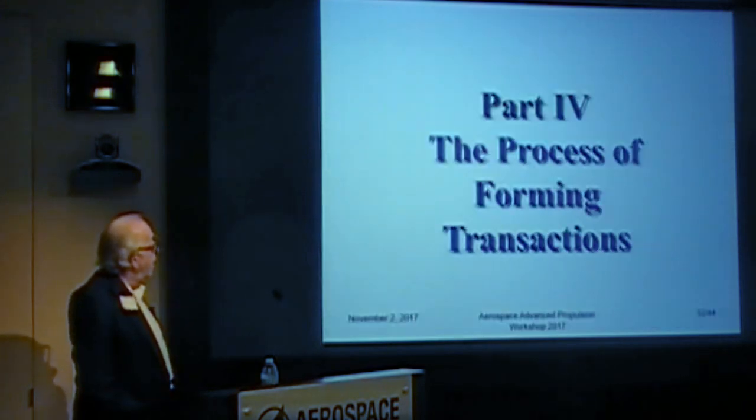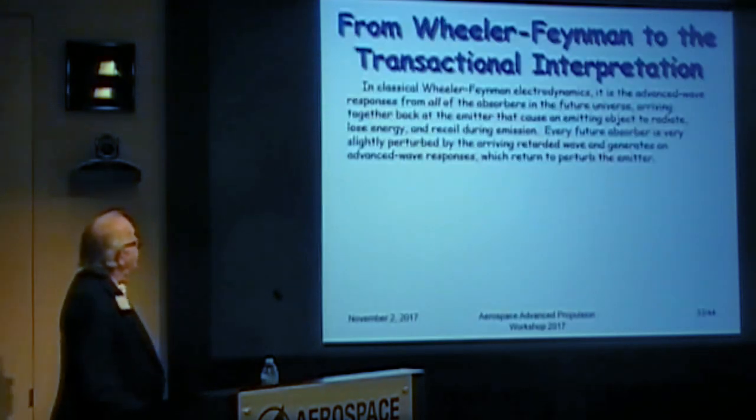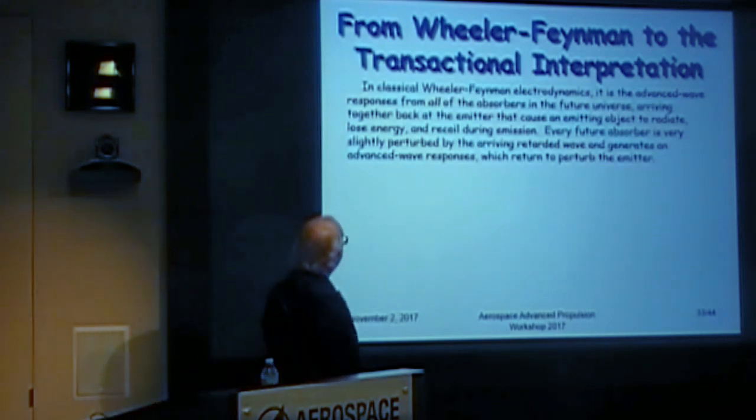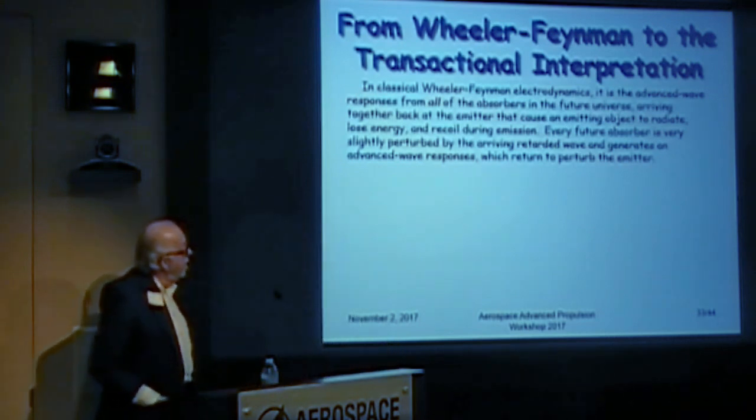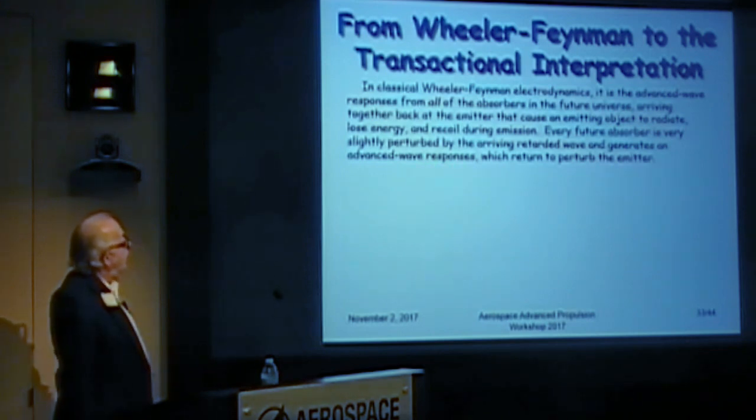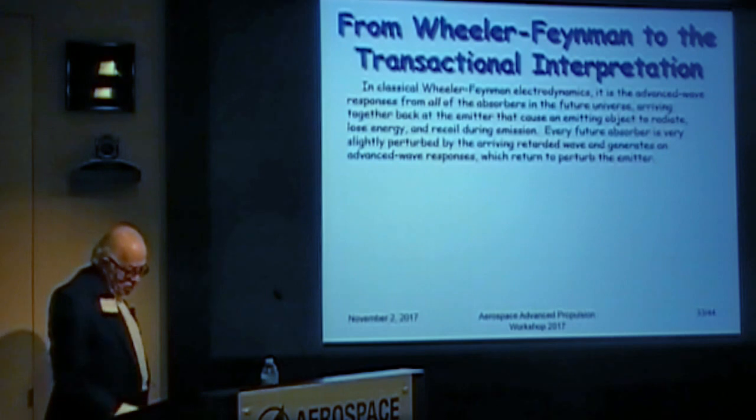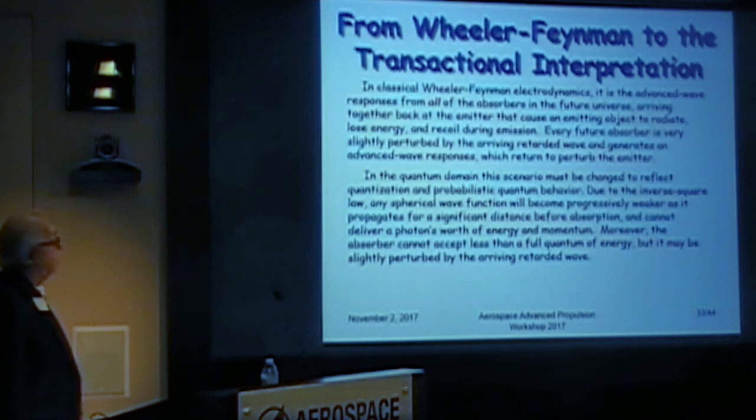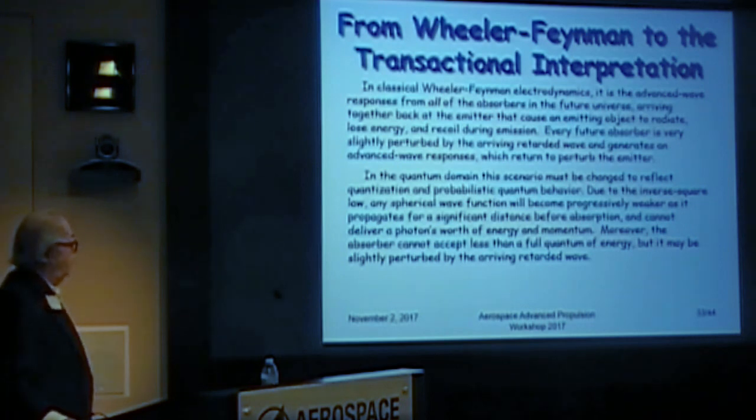Okay, I'm going to stop there and talk about how transactions actually form. In the Wheeler-Feynman electrodynamics, it's responses from all the absorbers of the future universe arriving back together at the emitter that cause the object to radiate, and every future absorber is slightly perturbed by the arrival of a retarded wave, and it generates an advanced wave response. And in the quantum domain, this scenario has to be changed to reflect the fact that quantization is there, and the probabilistic nature of quantum behavior.